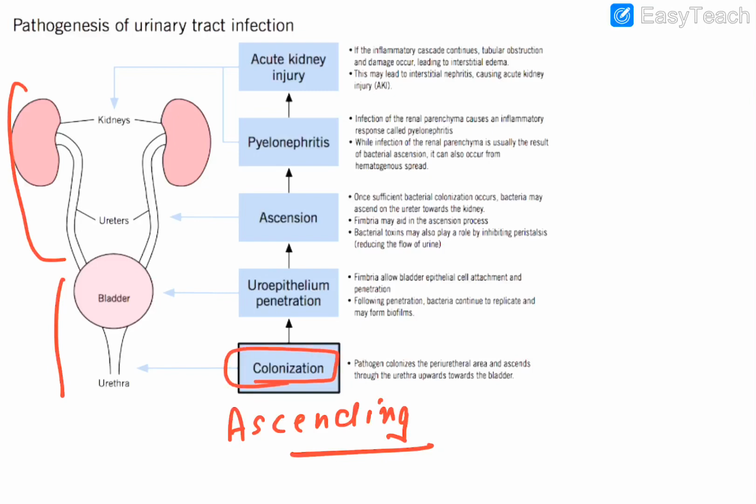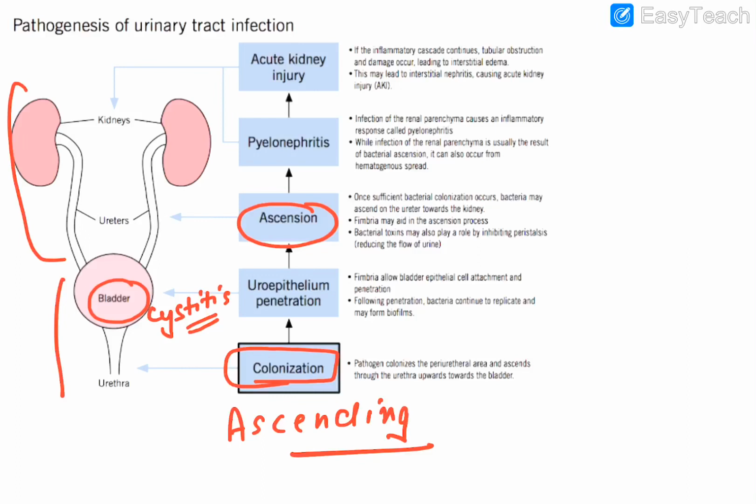Mostly the infection happens in the ascending fashion, that is, colonization happens first, in the periurethral area. After that, it goes up into the bladder, the uroepithelium is penetrated, and it leads to cystitis. This is what is termed cystitis. And after that, it goes upwards, and that is termed ascension.